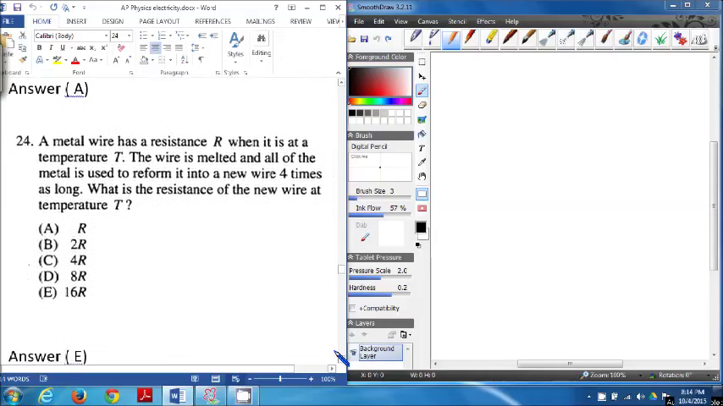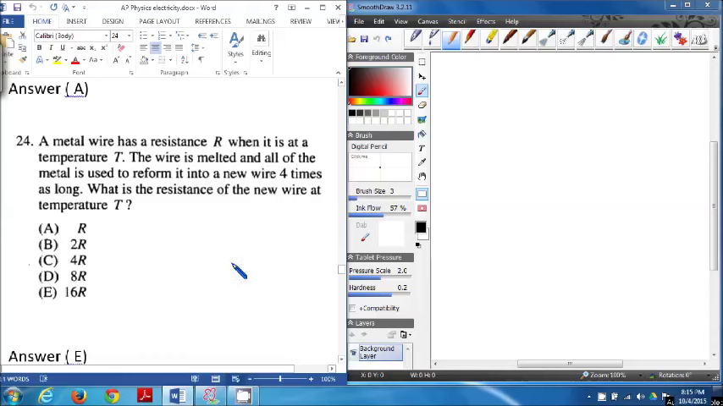A metal wire has a resistance R when it is at a temperature T. The wire is melted and all of the metal is used to reform it into a new wire 4 times as long. What is the resistance of the new wire at a temperature T? So now what is done is it is melted and made lengthier. But the material in the wire is conserved. So that means the volume of the wire has not changed. The length has changed, so the area also changes. So we have to find out what is the new resistance.